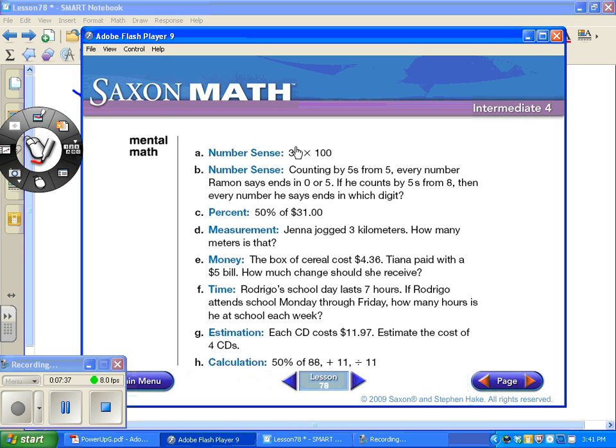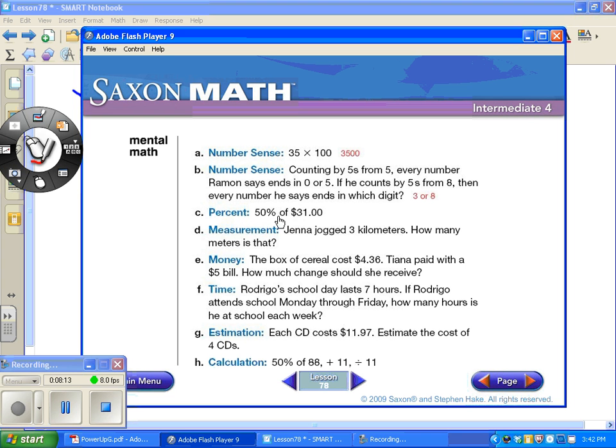Okay, number sense, 35 times 100. Well, we just look at 35 times 1 and tack on 2 zeros, 3,500. Counting by fives from 5, every number Ramon says ends in 0 or 5. If he counts by fives from 8, then every number he says ends in which digit? So if we start at 5 and add 8, we get 13. And then from 13, if we add 5, we get 18. So if we kept on, we would see this pattern of ending in either a 3 or an 8.